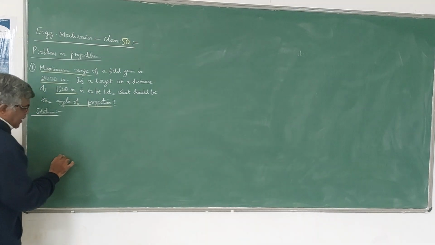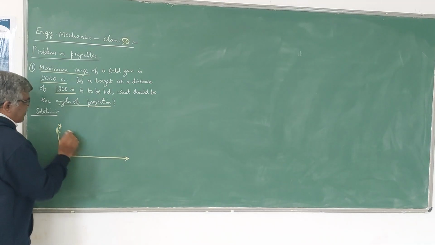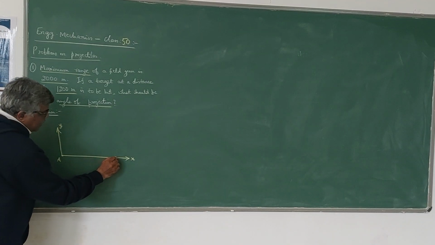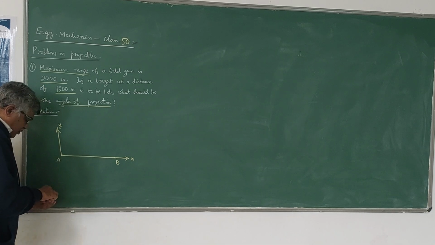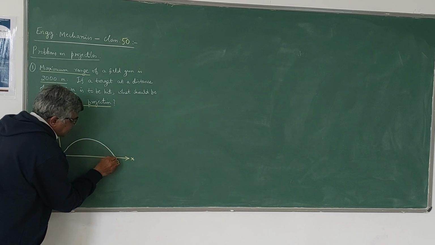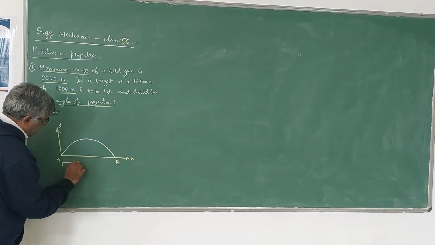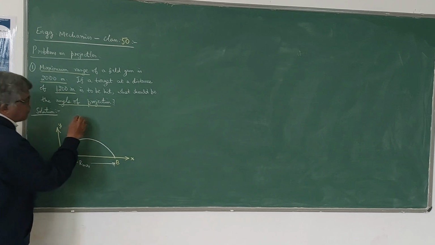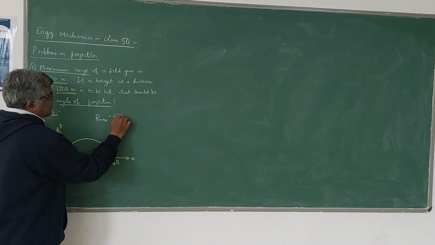You know that in the case of projectile motion on a horizontal plane, A is the point of projection, and suppose B is the maximum range. You can see that the projectile travels along the trajectory of a parabola and hits the ground here. Now let me take this as R max, the maximum range. In this problem, he has given R max as 2000 meters.